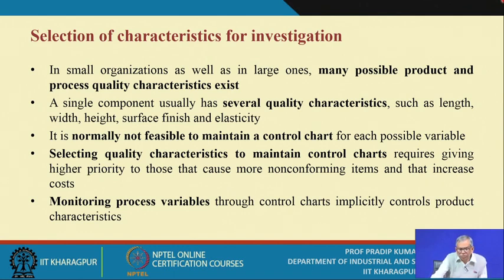It is normally not feasible to maintain a control chart for each possible variable. I have already mentioned this point. It's just not possible to maintain a control chart, and it's not necessary also, for each possible quality characteristic. So you have to select quality characteristics. You have to be very, very selective about which control charts will be maintained, and this requires giving higher priority to those that cause more non-conforming items and that increase costs.